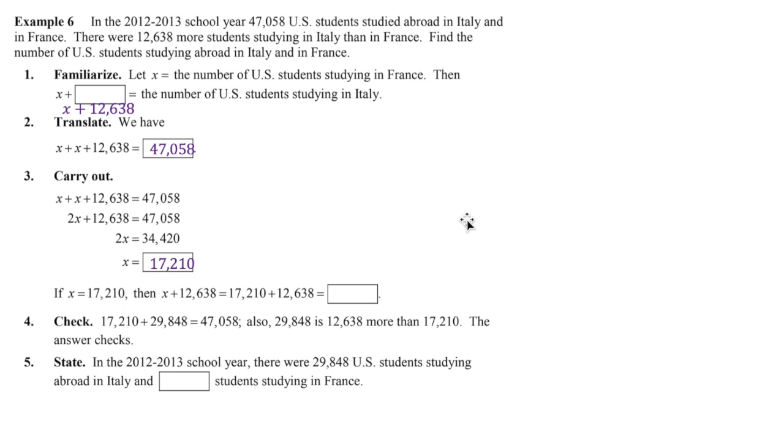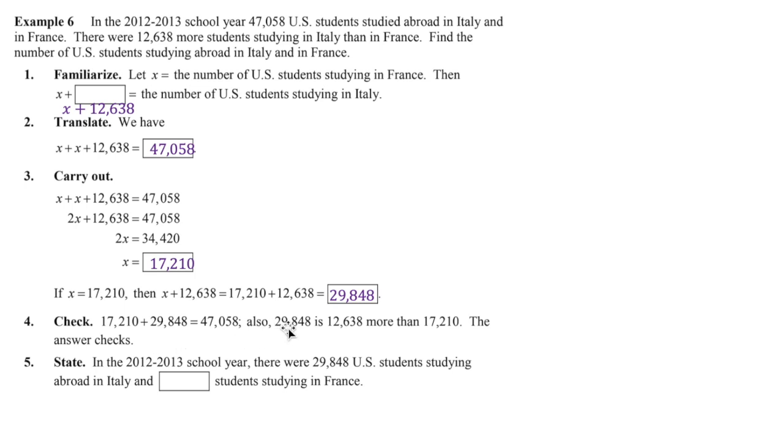Again, X represents the number of students who are studying in France. So if this is the number of students studying in France, I can take this 17,210 and plug it in for this X here so that we can find out who is studying in Italy. So when I take 17,210 plus the 12,638, which we knew from our equation up above, we get 29,848 would be the ones who are studying in Italy.